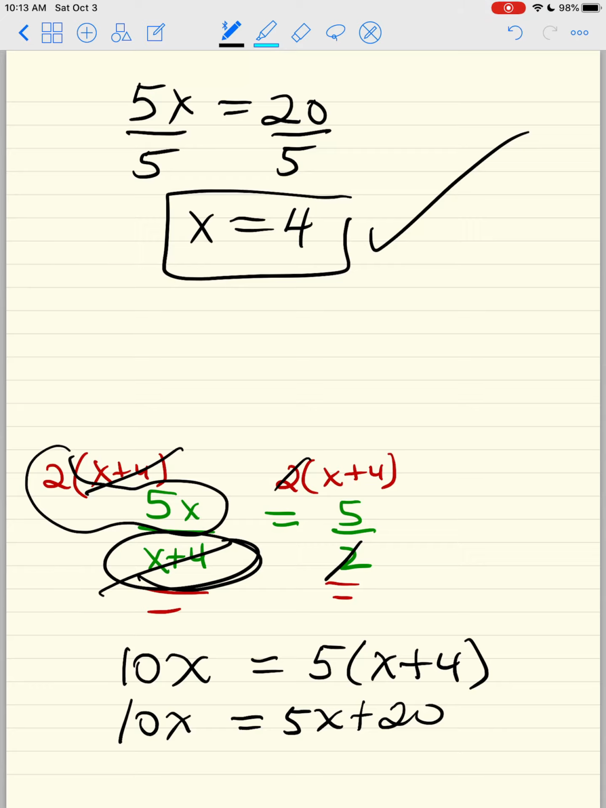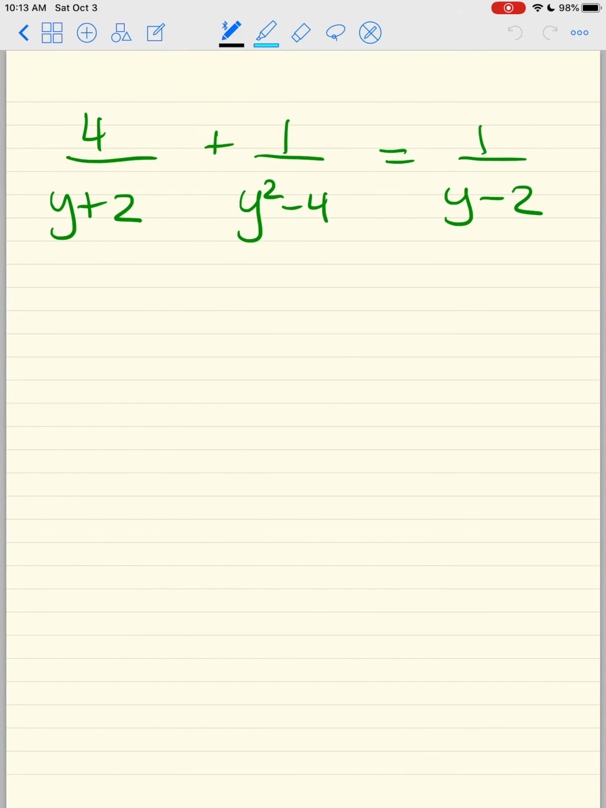If you want to do more problems, stick around. It's right here. This one is very, very easy.